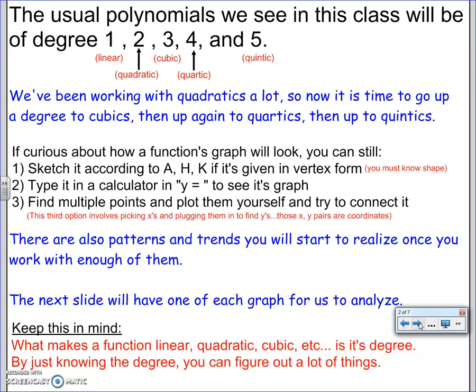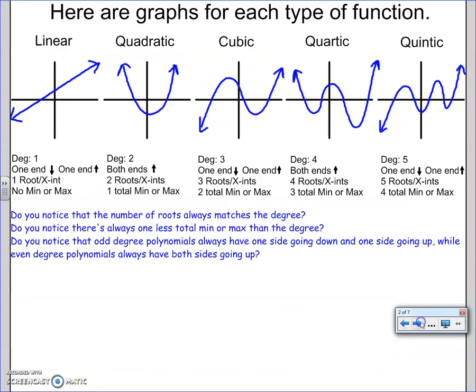There are also patterns and trends you'll start to realize once you're working with enough of them. The next slide will have one of each type of graph for us to analyze. And keep this in mind when you see the graphs. What makes a function linear, quadratic, cubic, etc. is its degree, the highest exponent. But by just knowing the degree, you can figure out a lot of things.